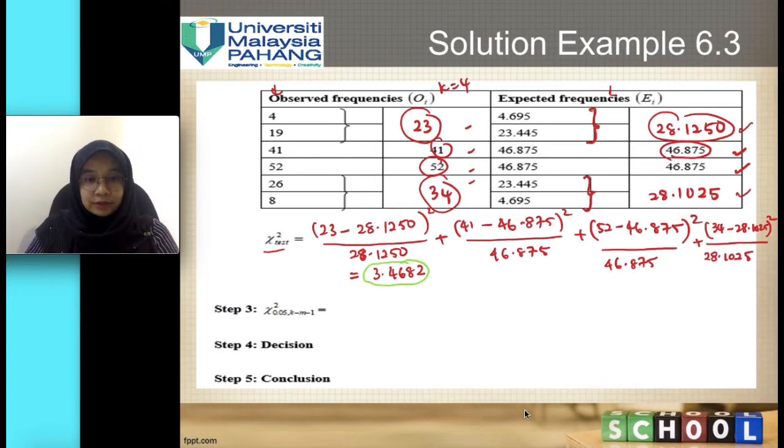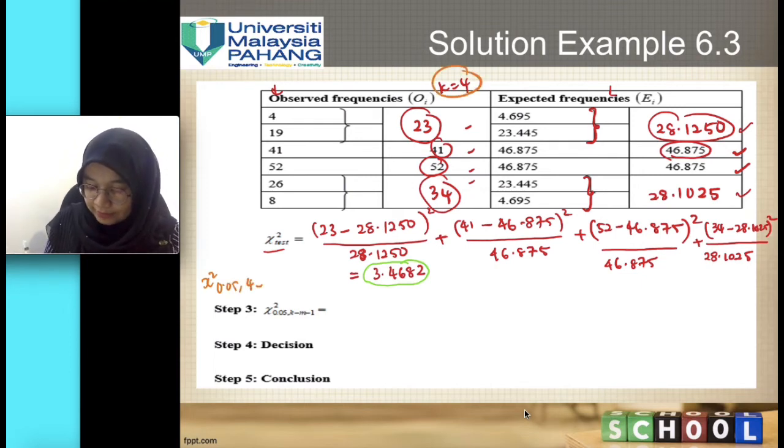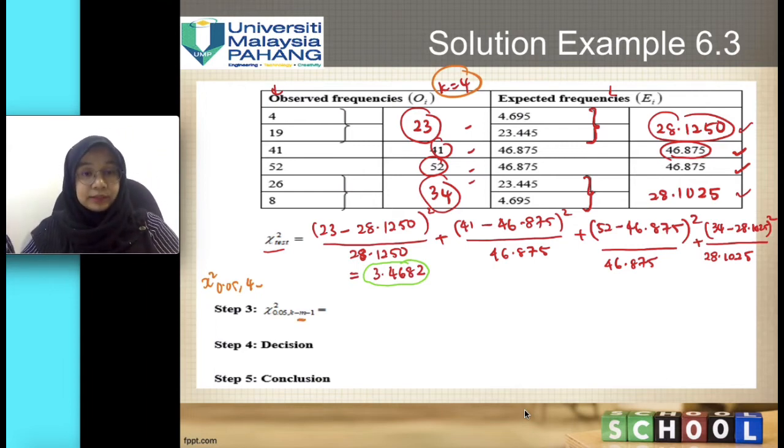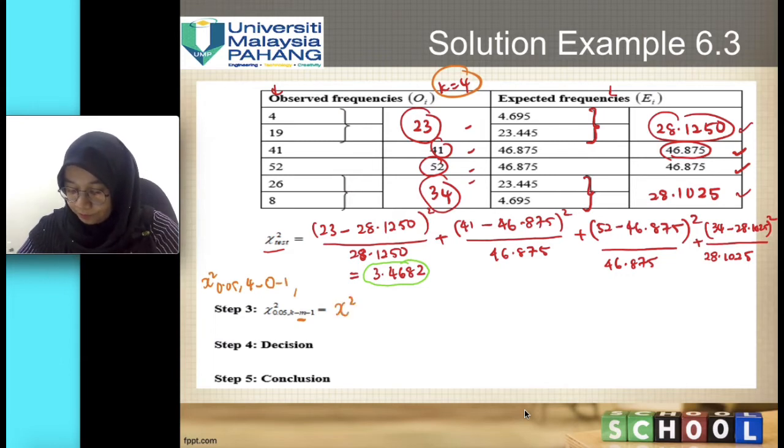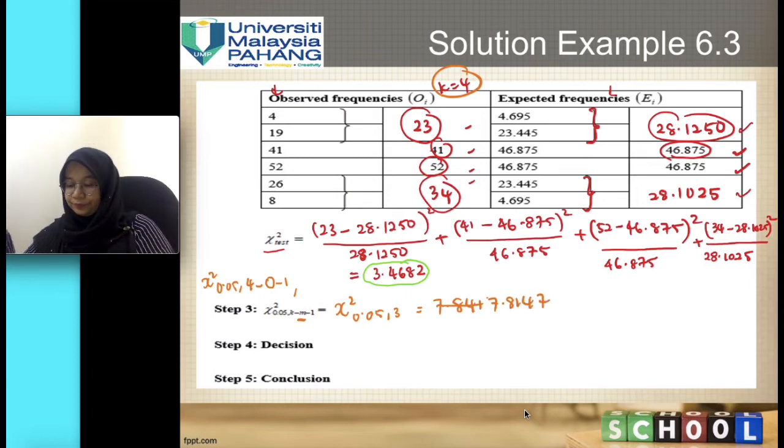Right, so now chi-square alpha, k minus m minus 1. Chi-square alpha is 0.05. K, now K equals 4. 4 minus m. Is the parameter given? Yes. So m equals 0, minus 1. So chi-square 0.05, 4 minus 0 minus 1 is 3. So look at your stat table. Chi-square alpha 0.05, nu is 3. You will get 7.8147.